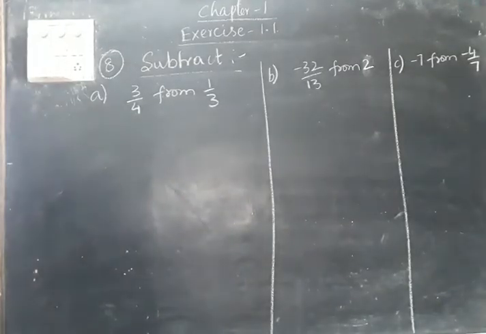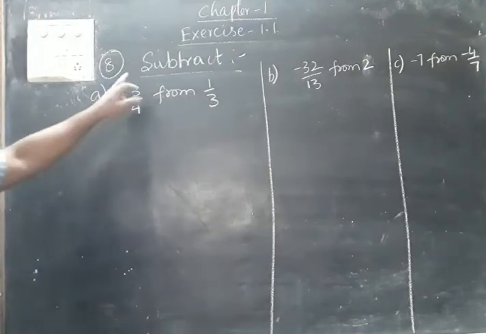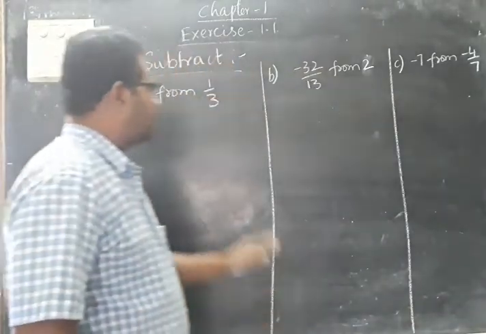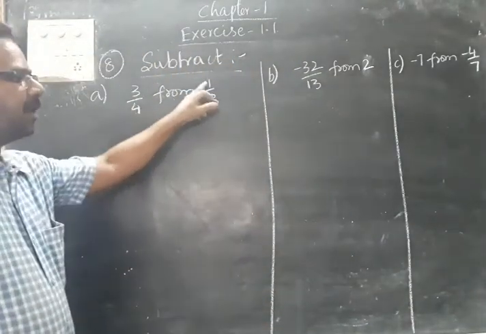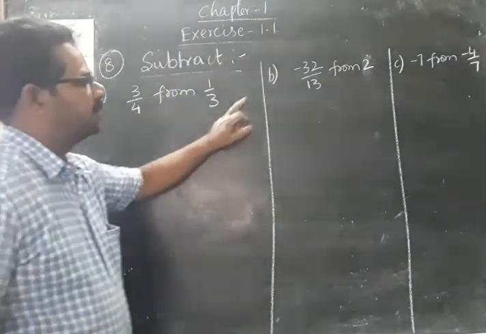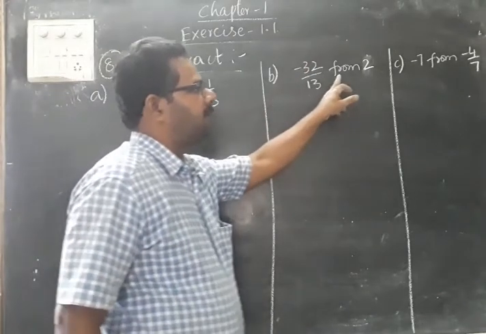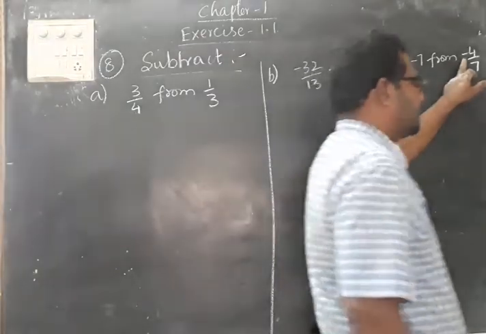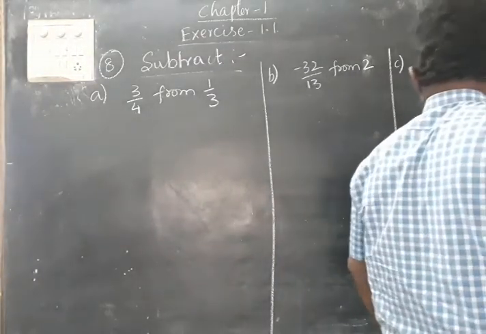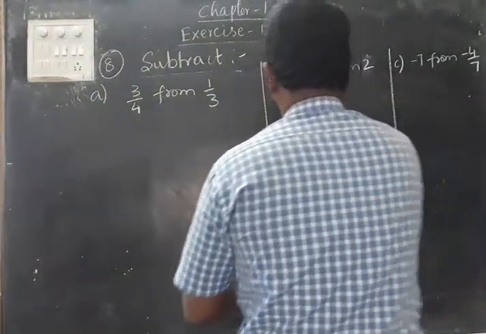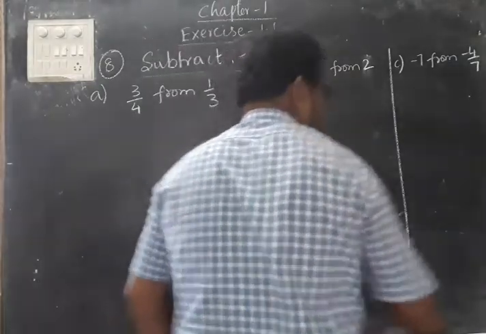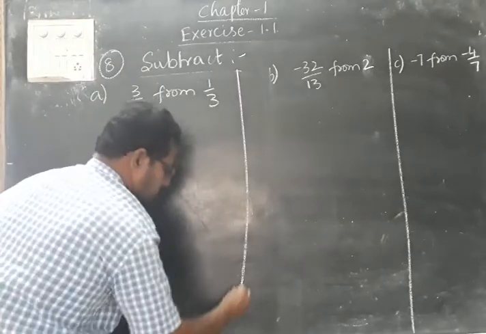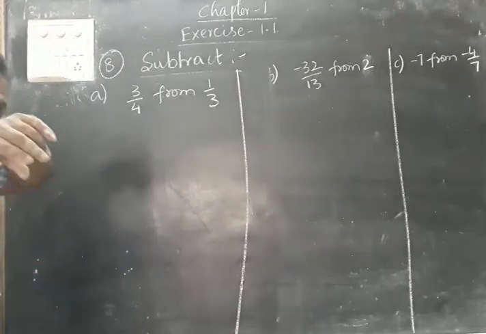In the 8th question, they have given subtract, 3 sums they have given. Subtract 3 by 4 from 1 by 3 is the first one. Subtract minus 32 by 13 from 2 is the second one. Subtract minus 7 from minus 4 by 7 is the third one. So for this, individually we have to do the sums. Subtraction, one rational number with another rational number.